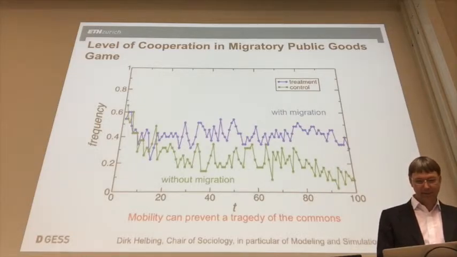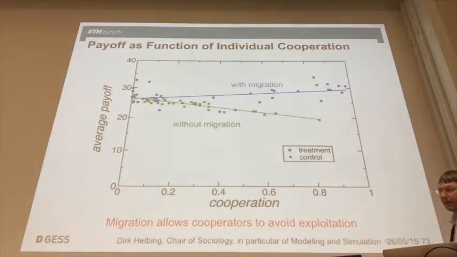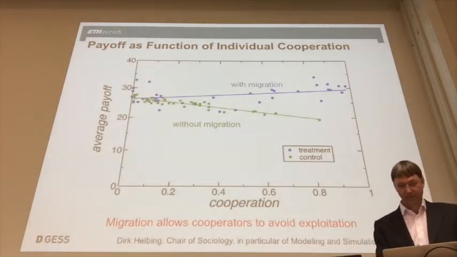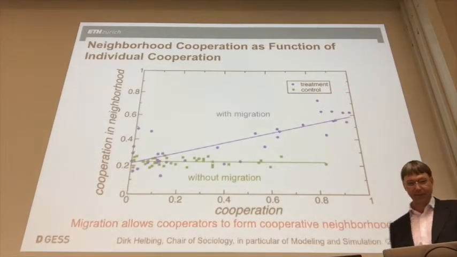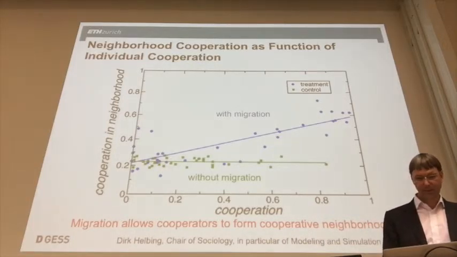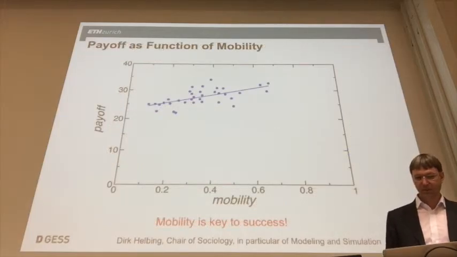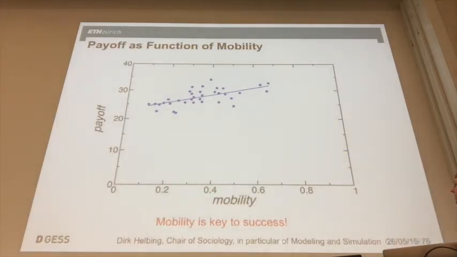So mobility can prevent a tragedy of the commons. And we can see that migration allows cooperators to avoid exploitation, and that migration allows cooperators to form cooperative neighborhoods. We also found that mobile cooperators seek smaller groups, but the most important message is mobility in these experiments is key to success.